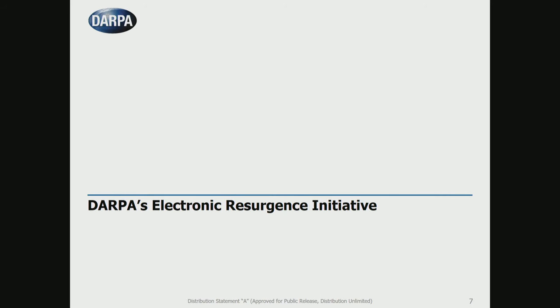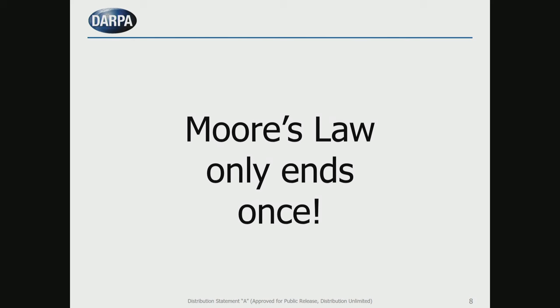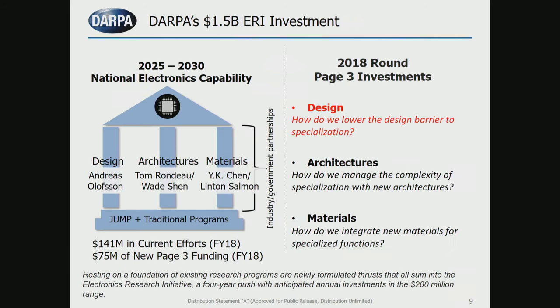So now DARPA's Electronic Resurgence Initiative, right? Bill Chappell at DARPA realized that Moore's Law only ends once. And so that's a pretty big disruption to everything that we've taken for granted for 50 years. And so he convinced the government, or the other part of the government, to give us a lot of money, right, to fund a major initiative in electronics in the US. So we're talking $1.5 billion total investment over 4 years. And this was kicked off last year officially. We had a summit in July in San Francisco.